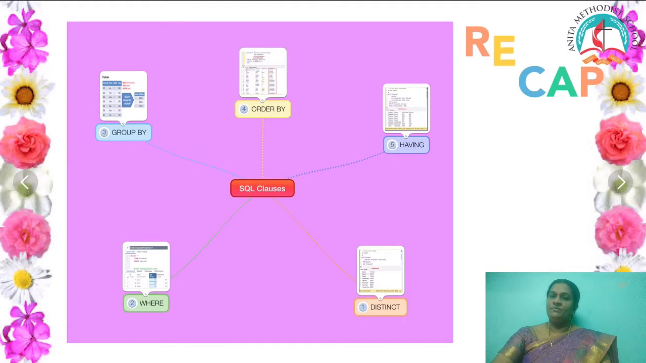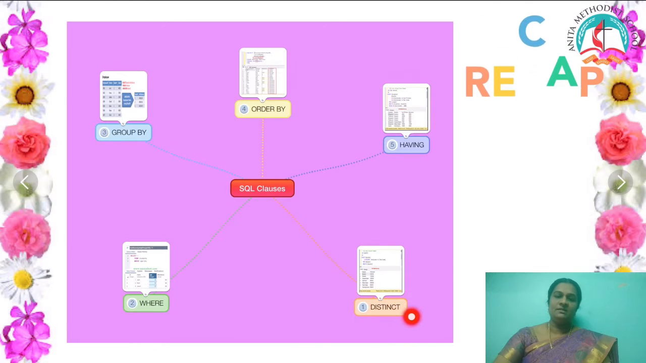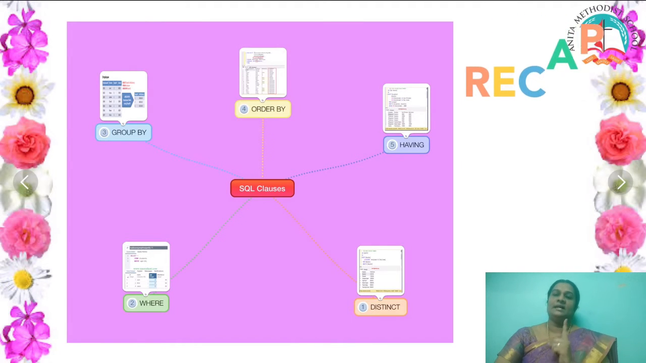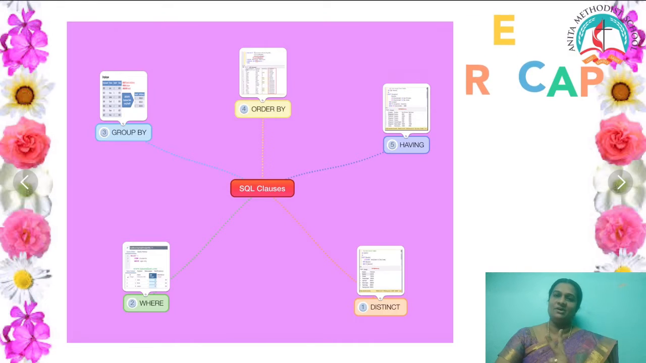Now let's see what is distinct. Distinct will eliminate the duplicate values. Correct. What is where class? Where class is used to filter the values whatever we need. Group by, third one. What is group by? Either it will group by the gender or it will group by the class. Correct. And what is the fourth one we learnt? We learnt about order by. What is order by? There are 2 types: ascending order and descending order. Correct.